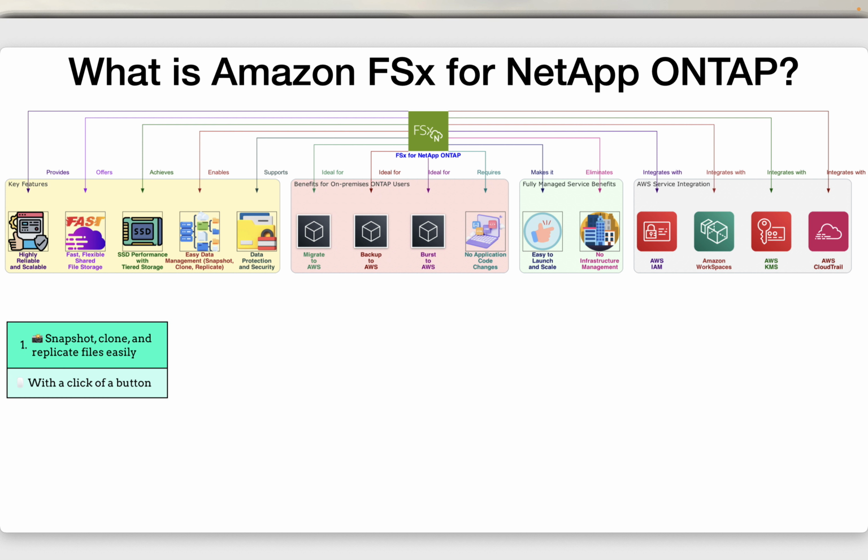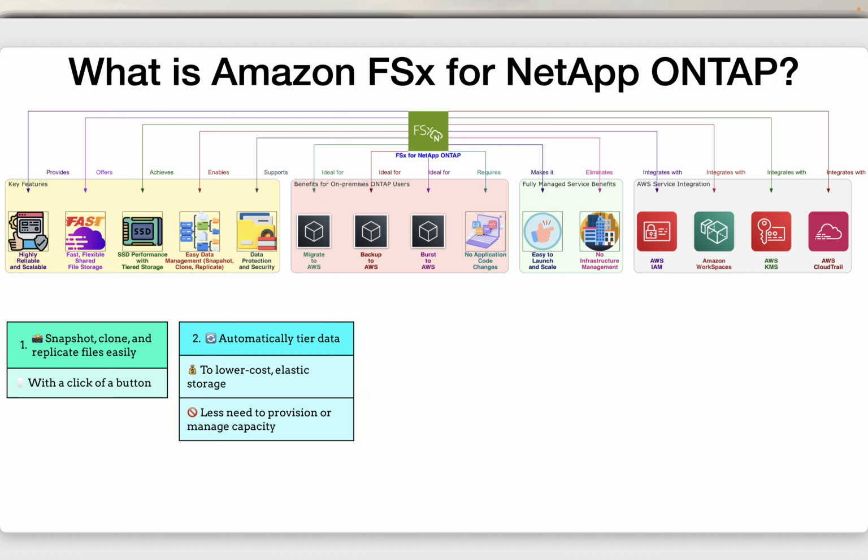So next one is Amazon FSx for NetApp. First one is snapshot, clone and replicate files easily. Managing your data with FSx for ONTAP is easier because you can snapshot, clone and replicate your files with just a click of a button.